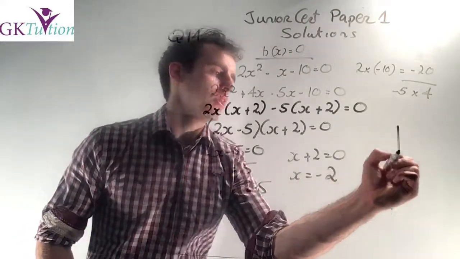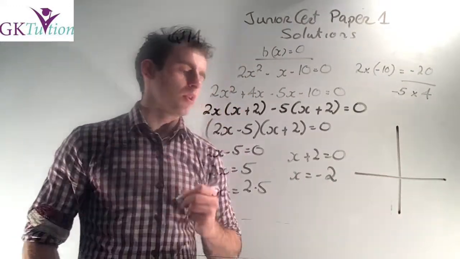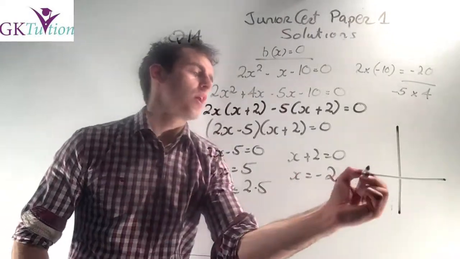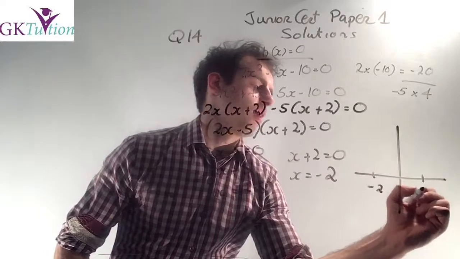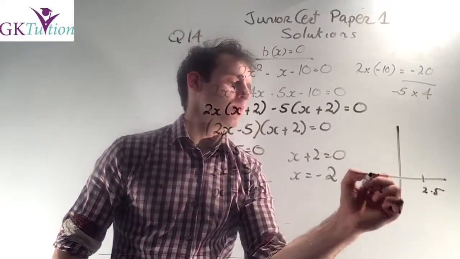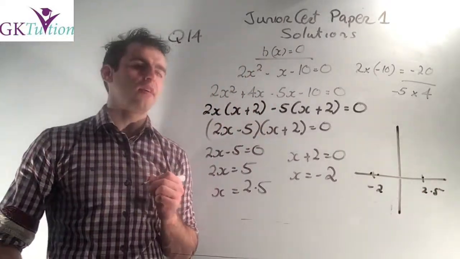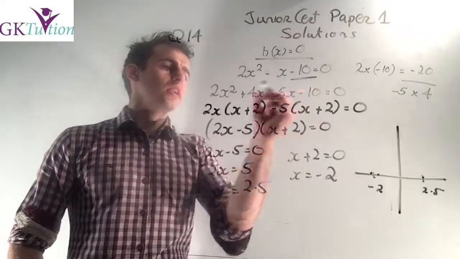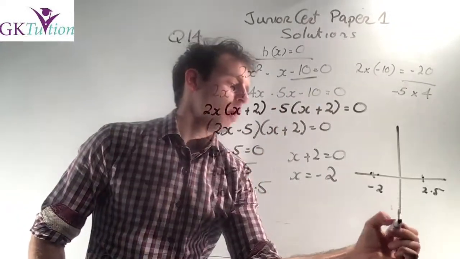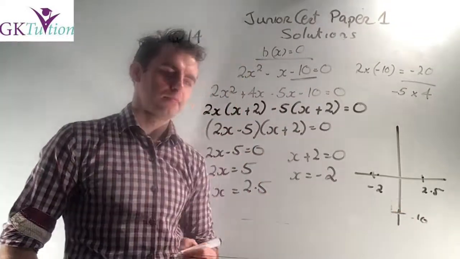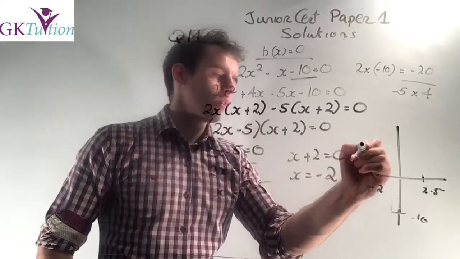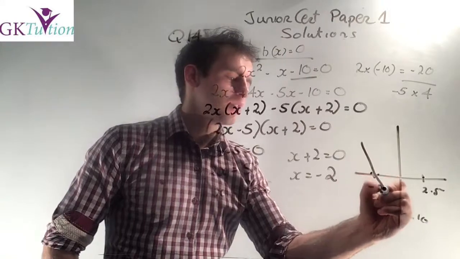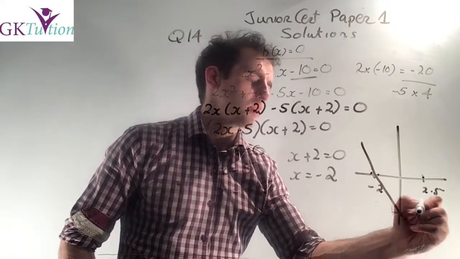For part B, you should be able to imagine what your graph looks like. I know it crosses the x-axis at minus 2 and it crosses it at 2.5. The minus 10 tells me that the y-intercept is at minus 10. It's a plus in front of my x squared, so I know it's a U-shape. So my graph in this case, it's going to intersect minus 2, it's going to intersect minus 10, and it's going to intersect 2.5.